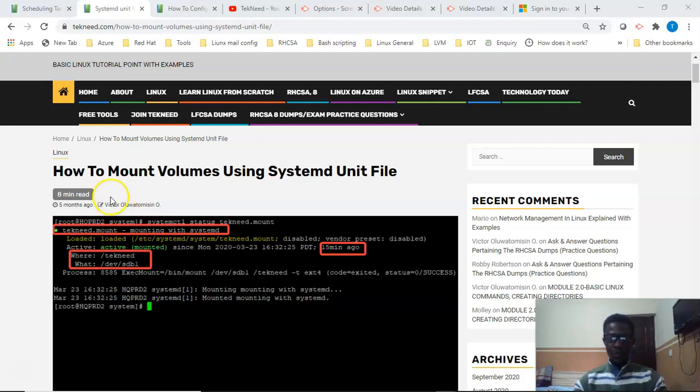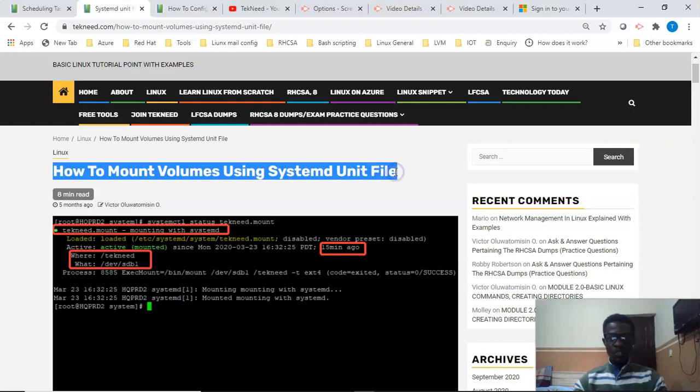Today we're going to continue with our course and we're going to be looking at how to mount volumes using systemd unit files. In one of our previous chapters we talked about managing services in Linux using systemd. We looked at what sysvinit and systemd are. And so we mentioned that systemd uses unit files for its management.